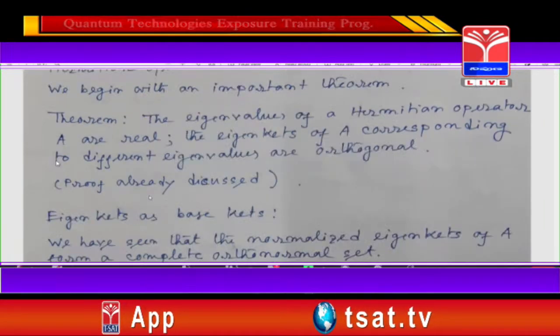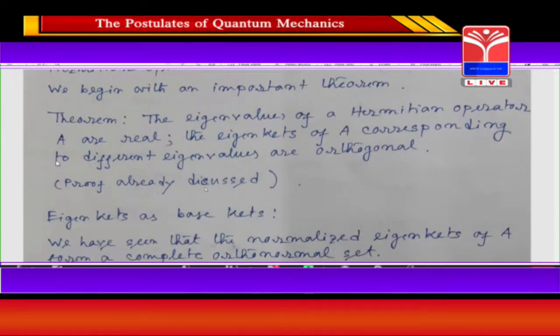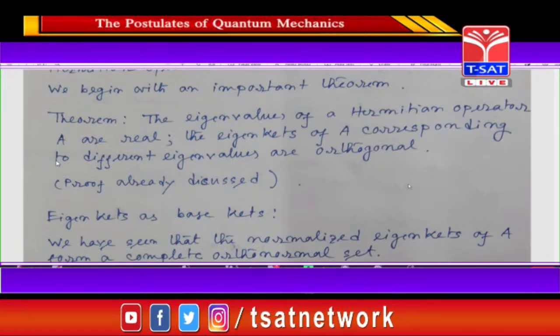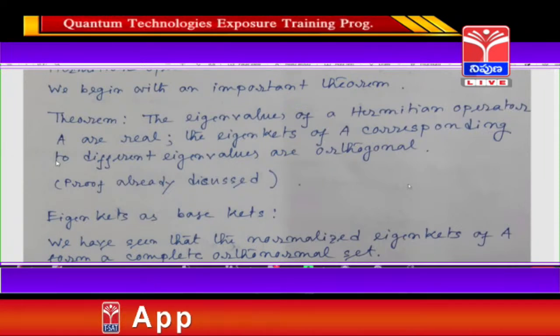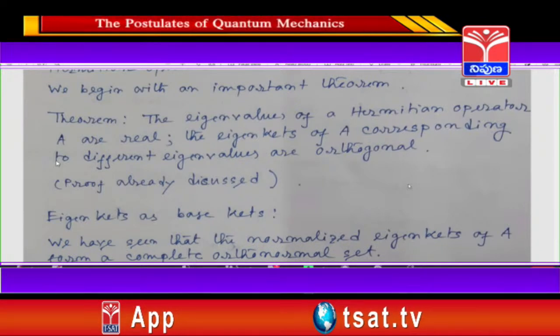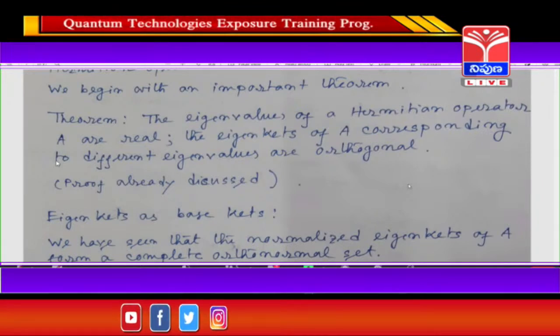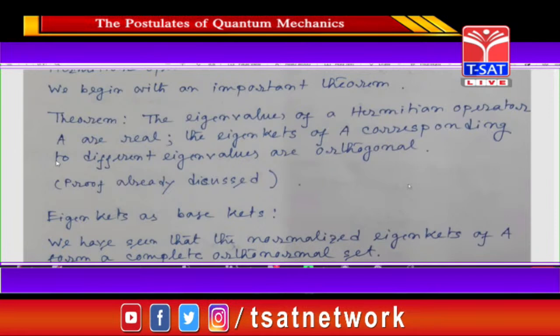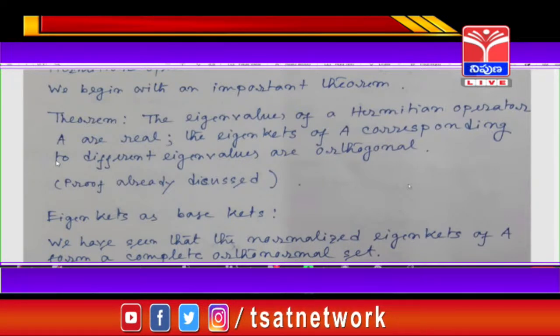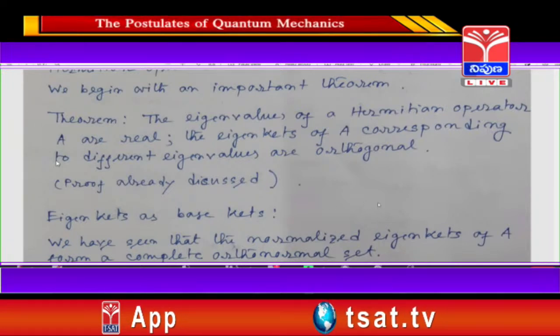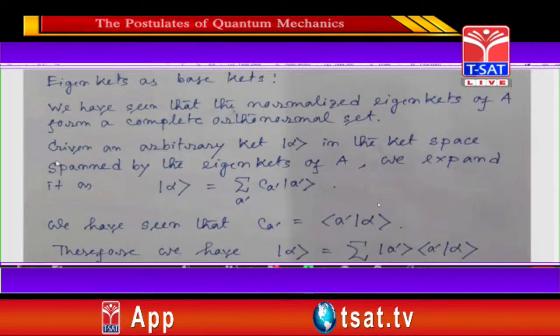So I'm not going to discuss the proof of why Hermitian operators have real eigenvalues. Most of you probably know the proof, and I think most of you have a little exposure to matrix mechanics. So you know how to calculate the eigenvalues and eigenvectors of a matrix. If you know a little bit of matrix theory, you know that the eigenvalues of a Hermitian matrix are always real. So that is the proof here. I am not discussing that. So eigenkets are the base kets.